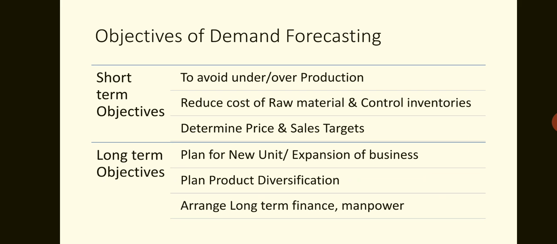Next is objectives of demand forecasting. Why do we have to forecast demand? What are the objectives? That is divided into two parts, short term objectives and long term objectives. So what are the short term objectives? It is to avoid under or over production. Yes, if we forecast demand earlier, we make a sure decision regarding production.